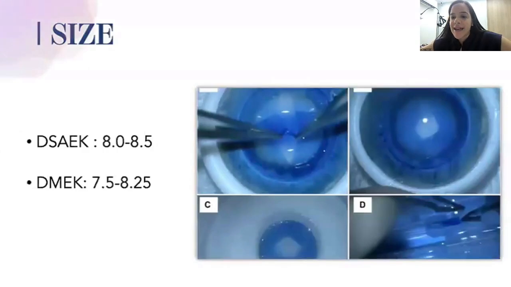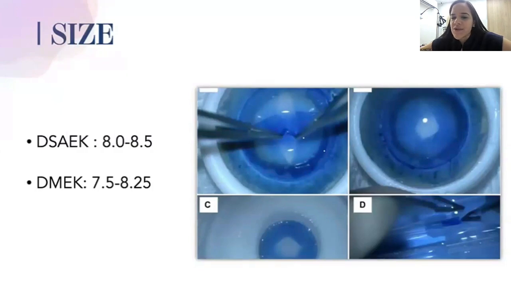When it comes to graft size, in DSAEK, it typically ranges between 8 and 8.5 millimeters in diameter. On the other hand, DMEK grafts are much smaller, usually around 7.5 to 8.25. A slightly smaller graft reduces the risk of peripheral detachment and also allows easier unfolding.